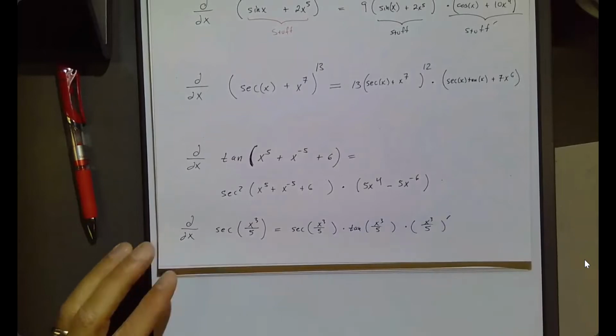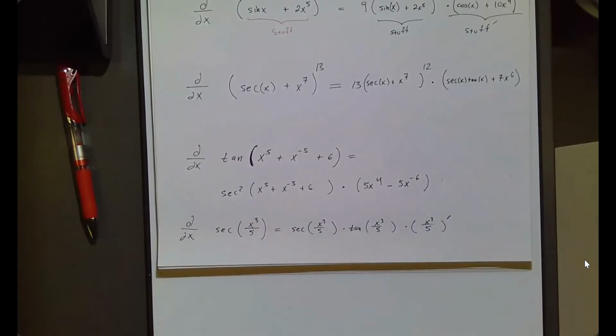And notice I haven't actually taken the derivative of the stuff yet. I just wrote the derivative secant of x cubed over 5 was secant of x cubed over 5 times tangent of x cubed over 5 times the derivative of x cubed over 5. What I want to emphasize here is that for the derivative of x cubed over 5, we don't need the quotient rule.